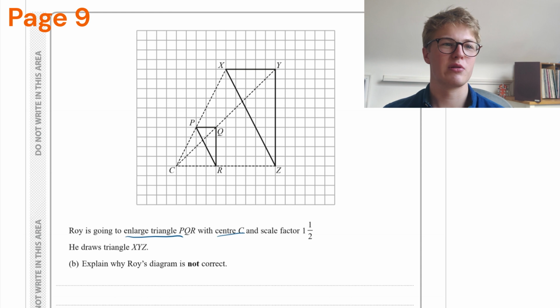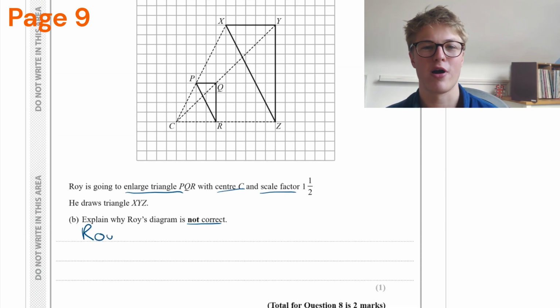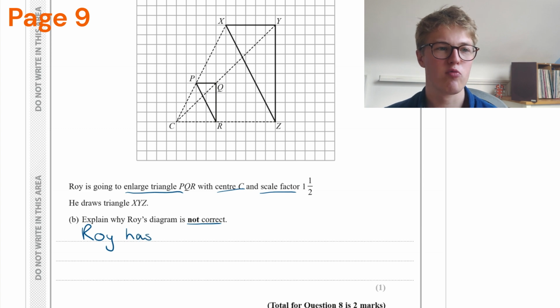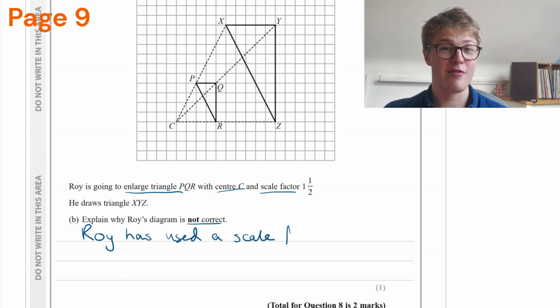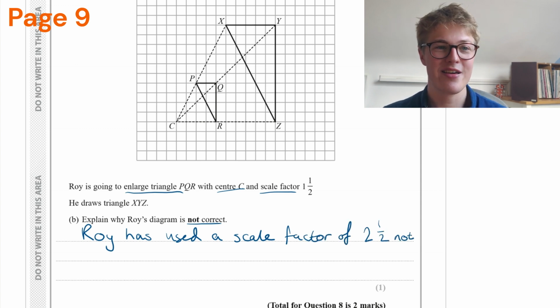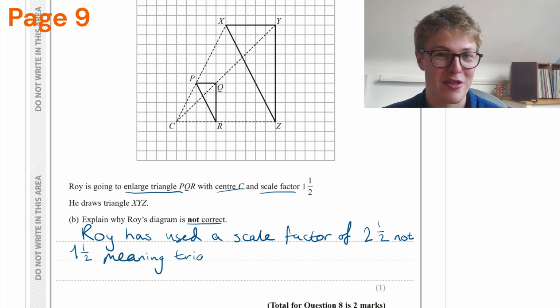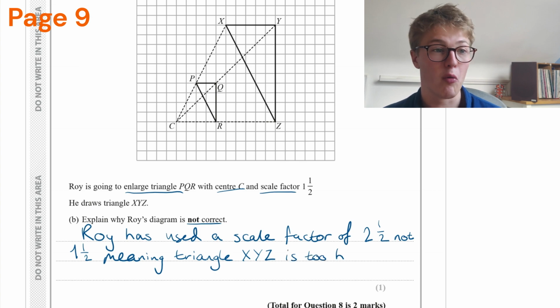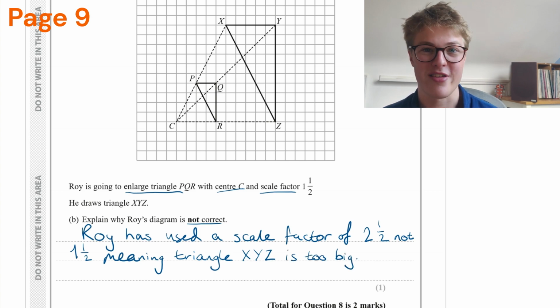So, Roy is going to enlarge triangle PQR with centre C and scale factor 1.5. He draws triangle XYZ. Explain why Roy's diagram is not correct. So, we've got 2 options here. It's either going to be the centre of enlargement or the scale factor, okay? We know that the centre of enlargement is C, so that's not the issue. It has to do with the scale factor. So, we need to work out the scale factor, and this is 2.5, which means that Roy has used a scale factor of 2.5, not 1.5, meaning the triangle XYZ is too big.